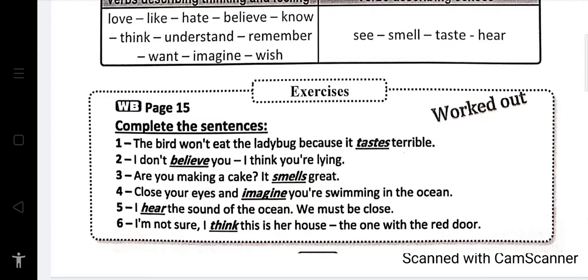The bird won't eat the ladybug because it tastes terrible. I don't believe you. I think you're lying. Are you making a cake? It smells great. Close your eyes and imagine you are swimming in the ocean. I hear the sound of the ocean. We must be close. I'm not sure. I think this is her house, the one with the red door.